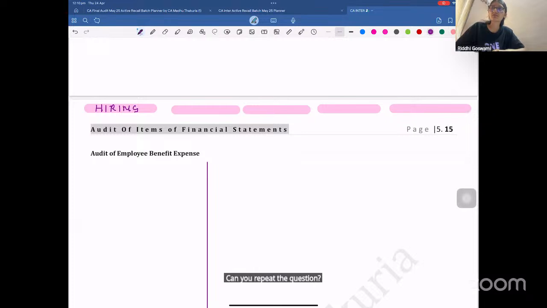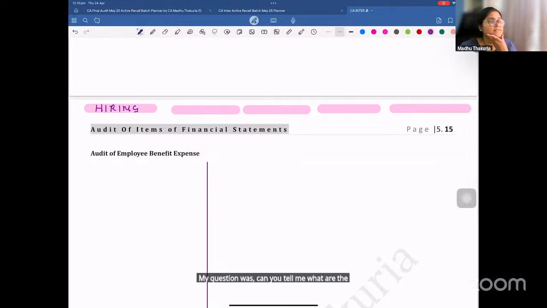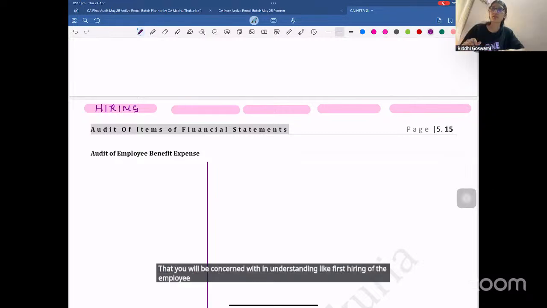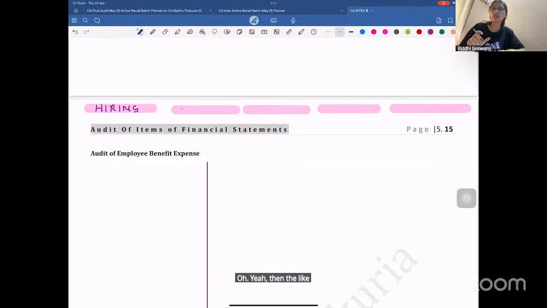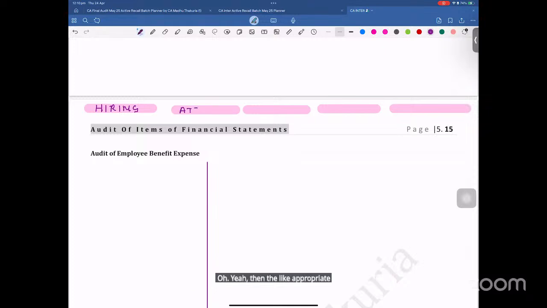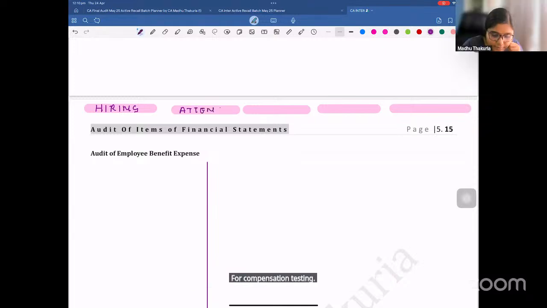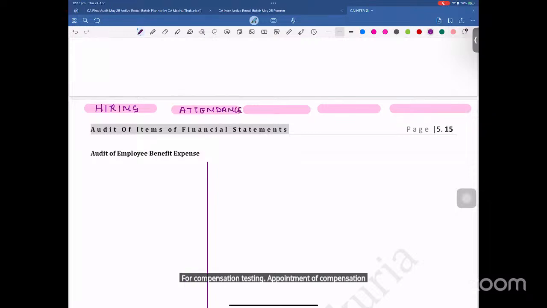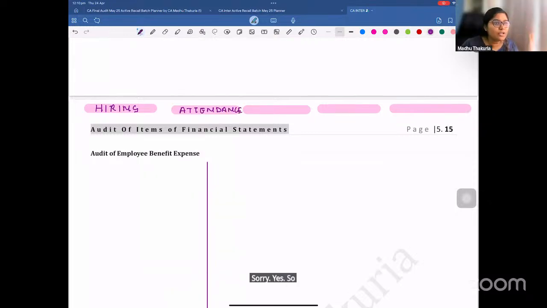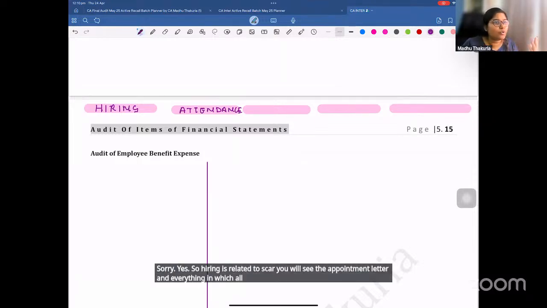My question was, can you tell me what are the employee related processes that you will be concerned with in understanding? Like first, hiring of the employee. Then the appropriate wage, compensation, the salary structure. So from hiring, you will see the appointment letter and everything, in which all the terms of his appointment, roles and responsibilities, salary related requirements are there.